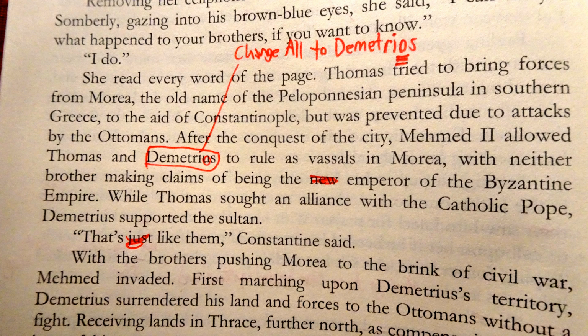Here you can see I misspelled this character's name, Demetrios. Because I was reading the book, editing the book, and I saw it said Demetrius with a U, and I was like, wait a minute, is it Demetrius or Demetrios? So I looked it up, because this is a historical character, the brother of Constantine, the Marble Emperor, Constantine the 11th. It is Demetrios with an O. So I just need to word search and change all of the Demetriuses to the correct spelling.